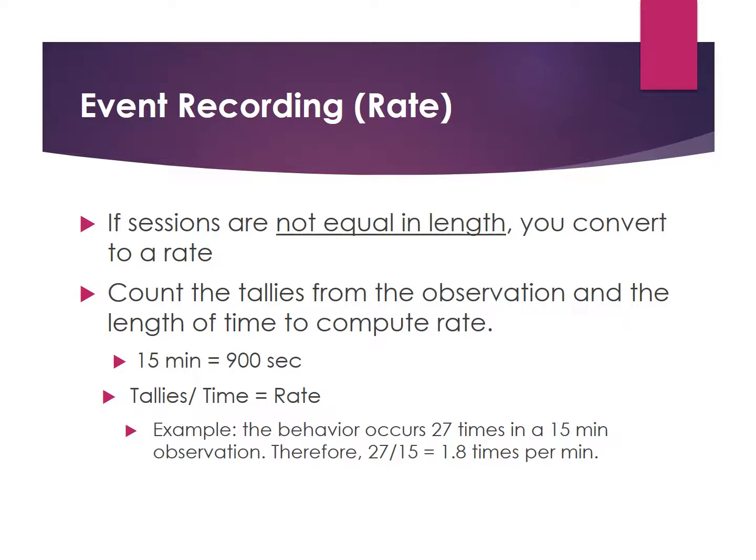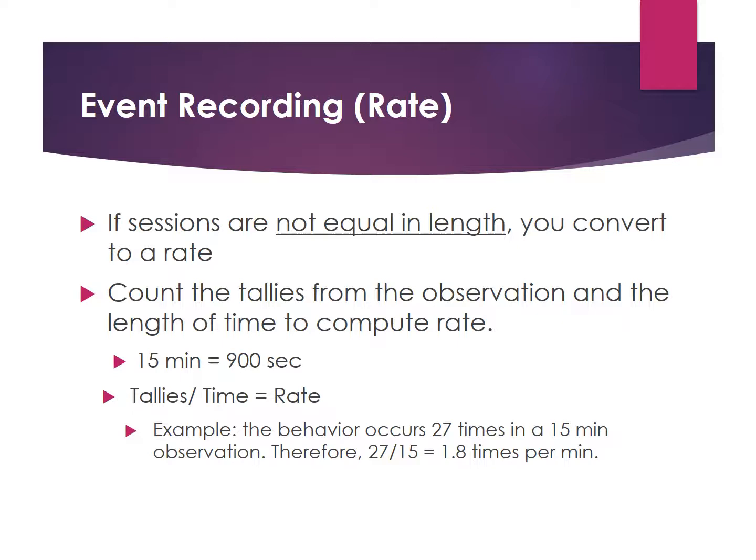If sessions are not equal in length, you need to convert your events into rate. When you convert it into rate, this allows you to compare sessions if the observations aren't the same length. That is, if you watch a student for 10 minutes and the next day you watch the student for 15 minutes, those event recordings aren't going to be comparable. So you have to convert it into rate in order for those to be comparable.